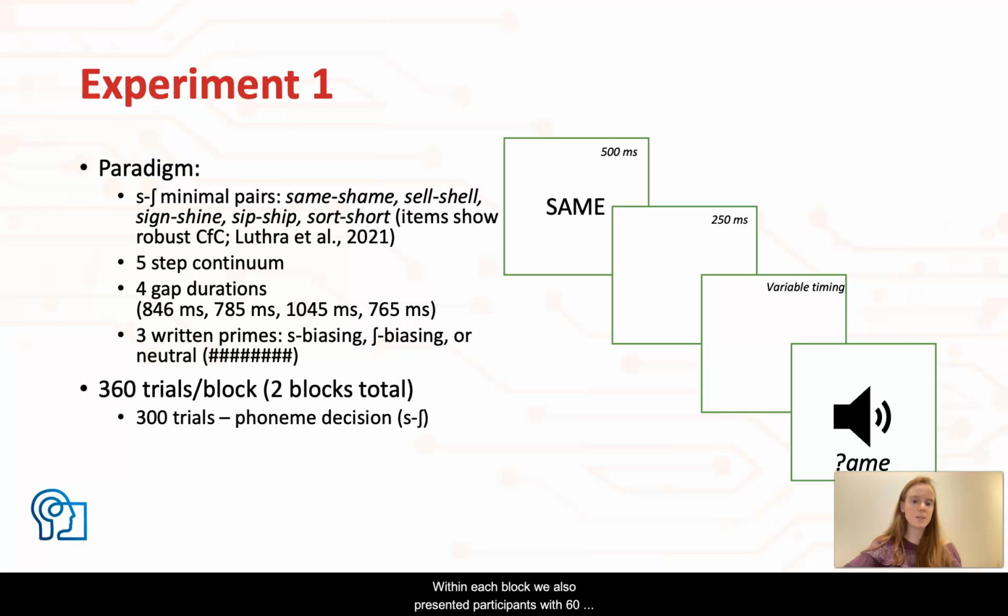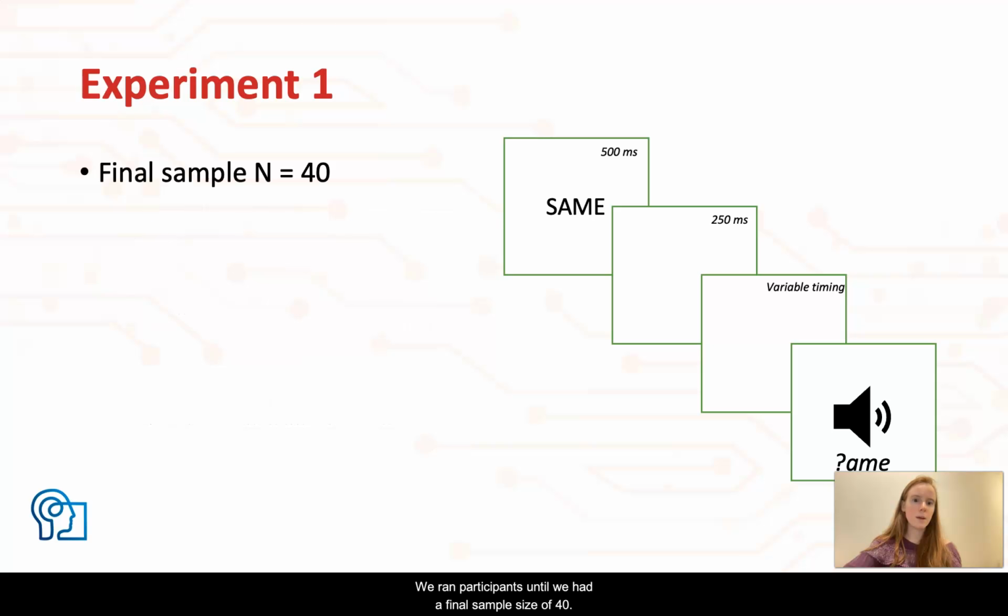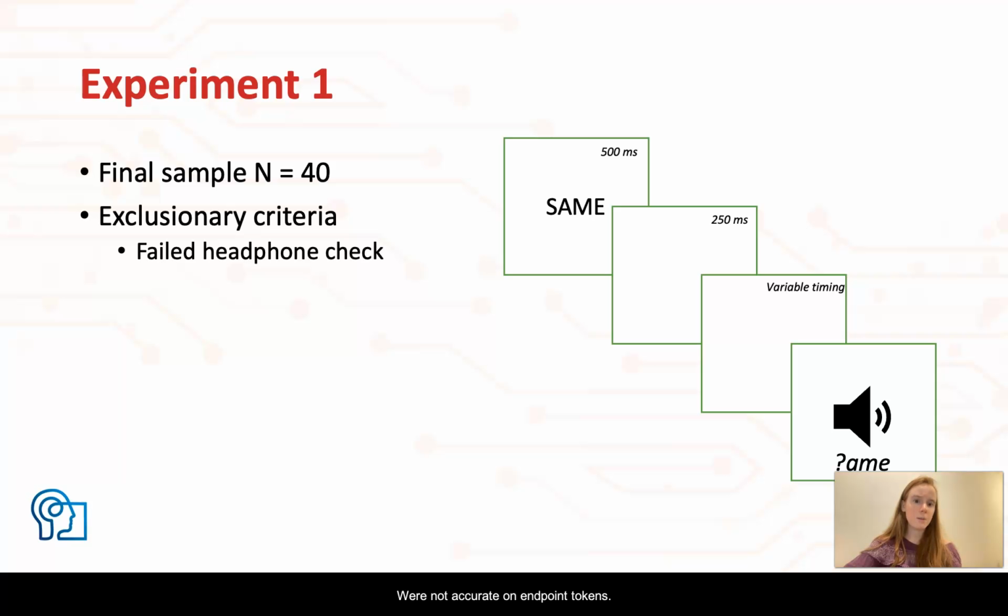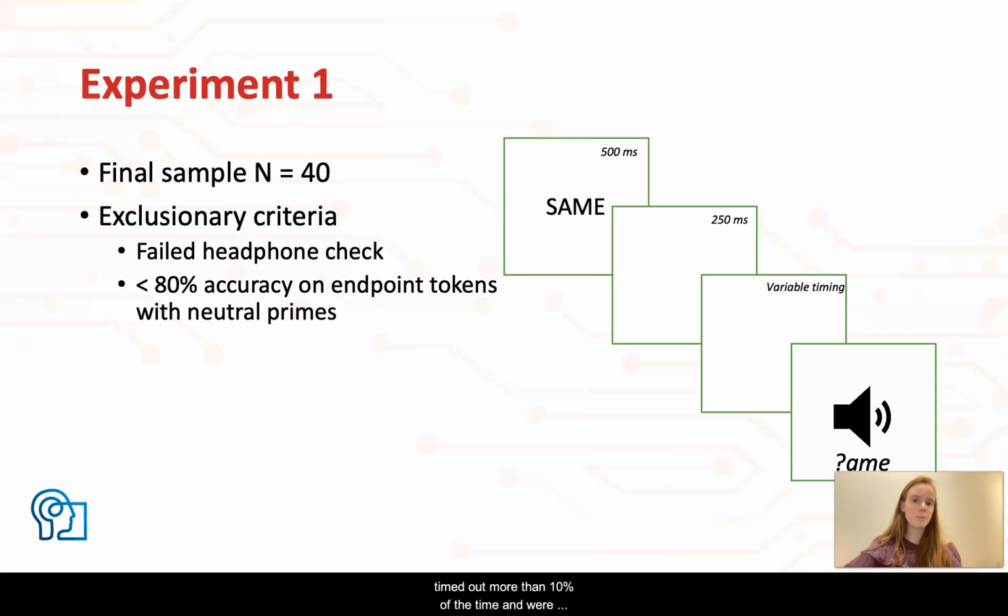Within each block, we also presented participants with 60 trials to make sure they were paying attention to the written prime, which consisted of the visual prime followed by no audio, and asked participants to type the prime they saw. We presented participants with 2 blocks of trials. We ran participants until we had a final sample size of 40, excluding people who failed our headphone check, were not accurate on endpoint tokens, timed out more than 10% of the time, and were inaccurate on our prime check trials.